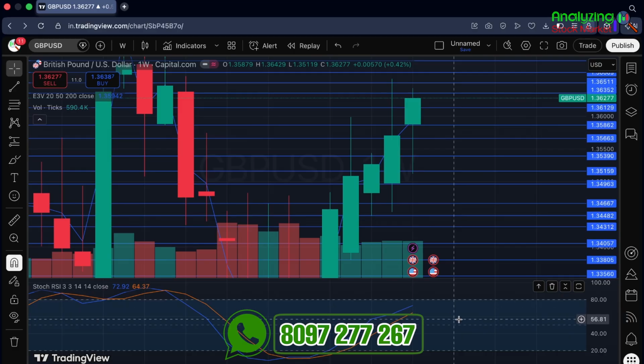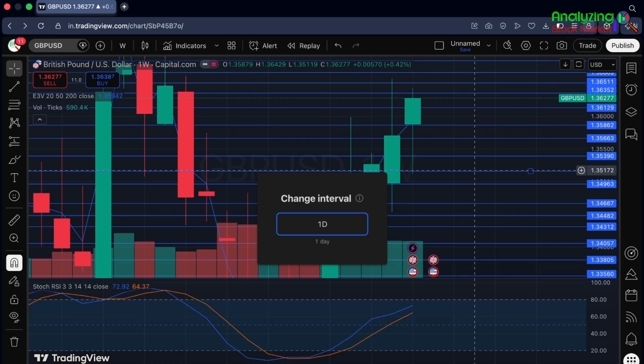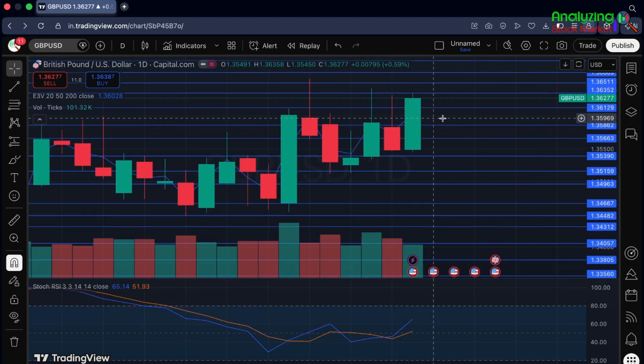But remember, as we always say, we should not only look at RSI or other indicators, we should also look at other factors which move the pair, like any news or important events, and then make a decision according to that data. Now let's mark some important support and resistance zones on a one-day chart. So here, this is a one-day chart.